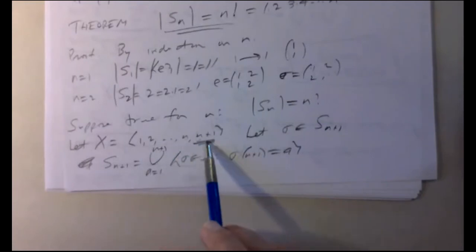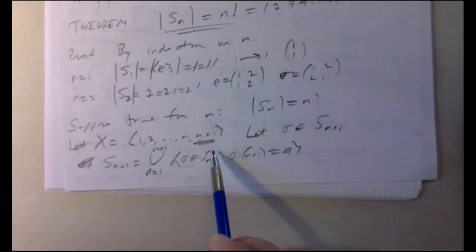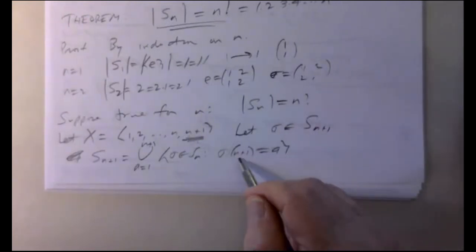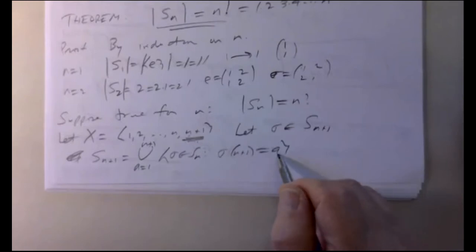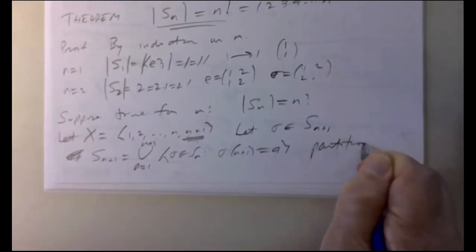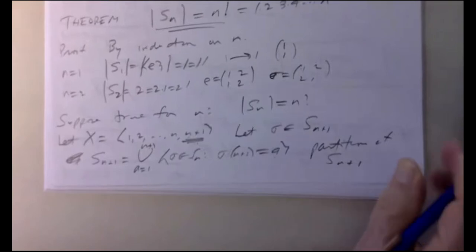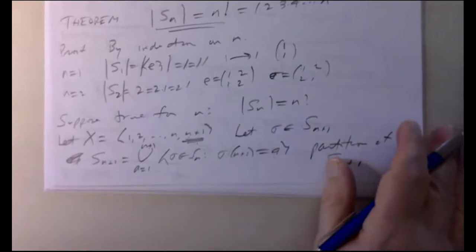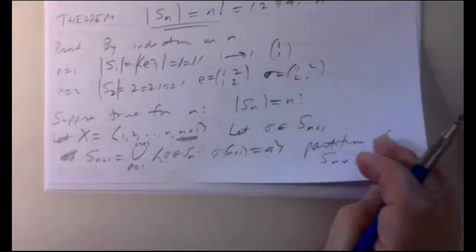If you have all the permutations of this set, they match each element to a different element. Fix n plus 1, it might be sent to 1 or to 2 or to 3 or to itself. So this is a partition of the set of permutations. Every permutation sends n plus 1 to some number A. For each A, look at all the permutations that send n plus 1 to A, and S_{n+1} is the union of these sets. So this is a partition of S_{n+1}. A partition means you break a set up into pieces that have no elements in common.